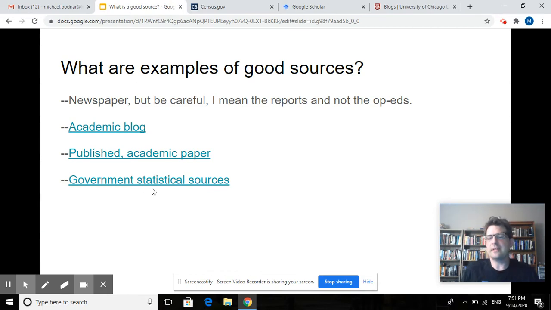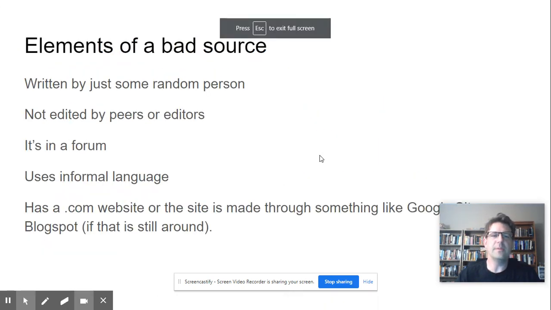Not all governments have good statistics. North Korea says they have 0 cases of coronavirus. And I believe Kazakhstan says so too. So, you know, you have to be careful. Sometimes government statistics aren't what they should be. Okay, elements of a bad source.